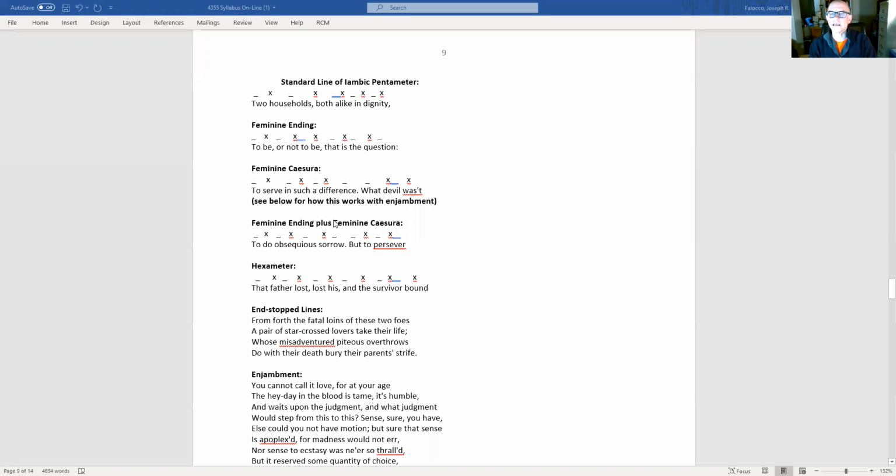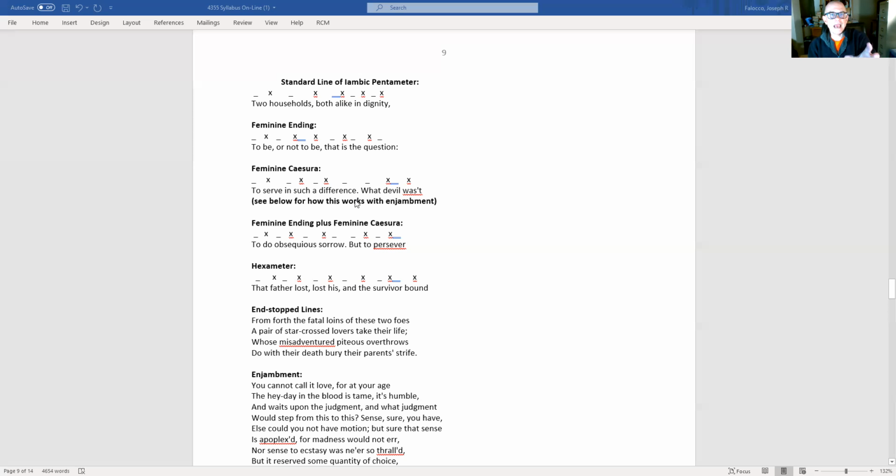If we took out the second syllable in "difference," we'd have a regular line: "To serve in such a diff, what devil wast." Instead, we say, "To serve in such a difference, what devil was." So when it's a feminine caesura, and this is important, the extra syllable comes before the internal punctuation, because in Shakespeare's mature verse, the punctuation doesn't come consistently at the end of the line. It comes in the middle of the line. We're going to talk about that in a minute when we talk about enjambment, right?